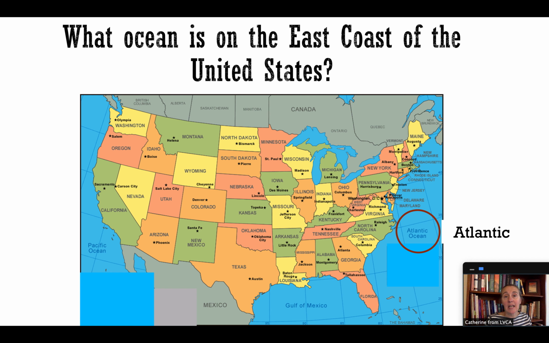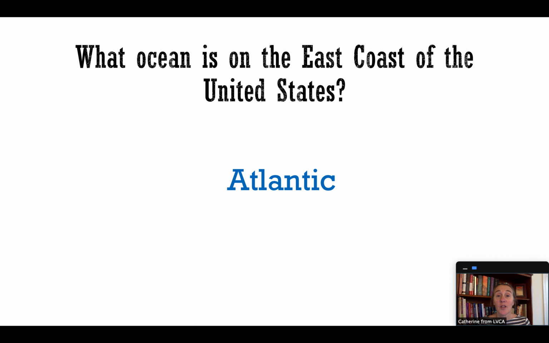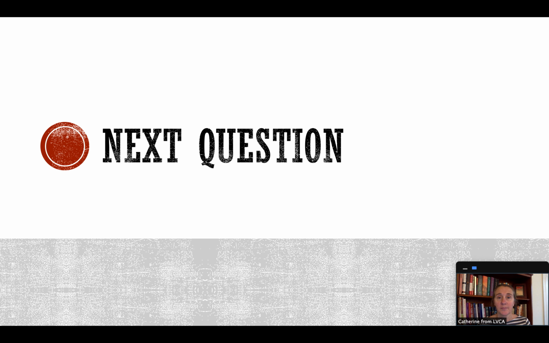The Atlantic Ocean. So what ocean is on the east coast of the United States? Atlantic. Now you practice. What ocean is on the east coast of the United States? Good. Atlantic.